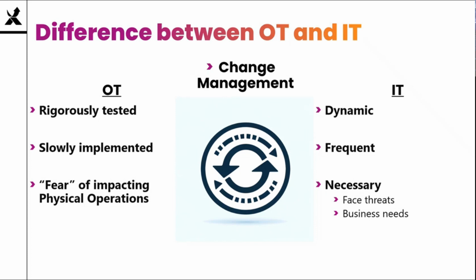Changes in OT environments are often rigorously tested and slowly implemented due to the high stakes of impacting physical operations. Safety and process integrity are crucial. IT environments, on the other hand, typically support more dynamic change management, with frequent software updates and patches to address emerging threats and business needs.